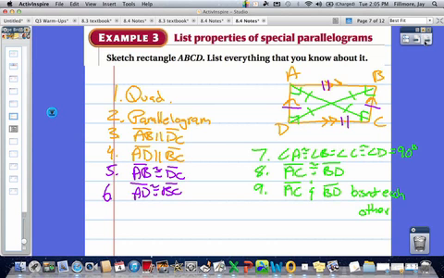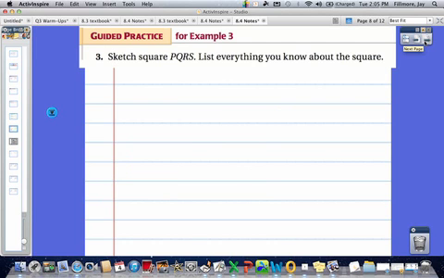If you'd like to try this on your own, try this one with a square. And we know even more special things about a square than we do a rectangle, because a square is also a rhombus. So we know everything about a square that's true about a rectangle, and everything that's true about a rhombus. So if you'd like to try this one on your own, it could be an interesting thing, and see how many different pieces of information that you can find.